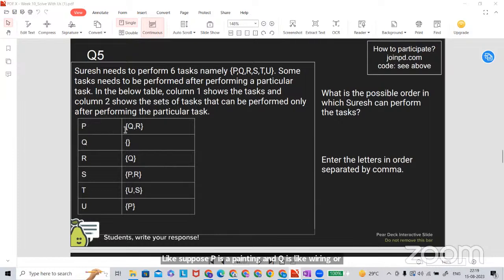So wiring could be done after the painting. First he will do the painting, then he will do the wiring of a room or any house. So P is the prerequisite for Q and R. Yes, prerequisite for Q and R. Okay, sir. Thank you, sir.